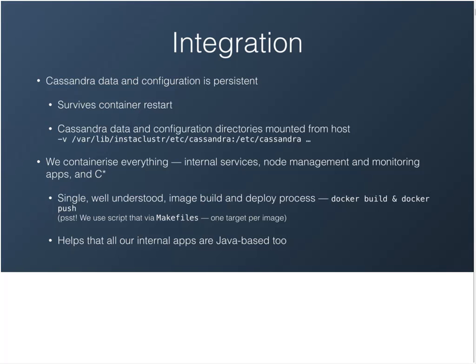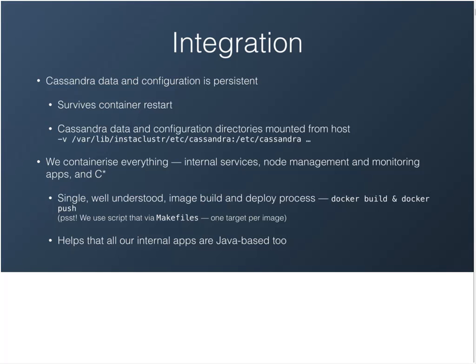And because this works so well, we actually containerize everything. Not just Cassandra, but all our internal services, the stuff that runs on our central services to do our console, website, databases, Cassandra that we use internally for logs and monitoring, all the node management tools, all that sort of stuff. It's all done through Docker containers. And because most of our internal apps are Java-based as well, Cassandra's Java of course, it allows us to use a single, well-understood build process. Makes it easier for our devs.